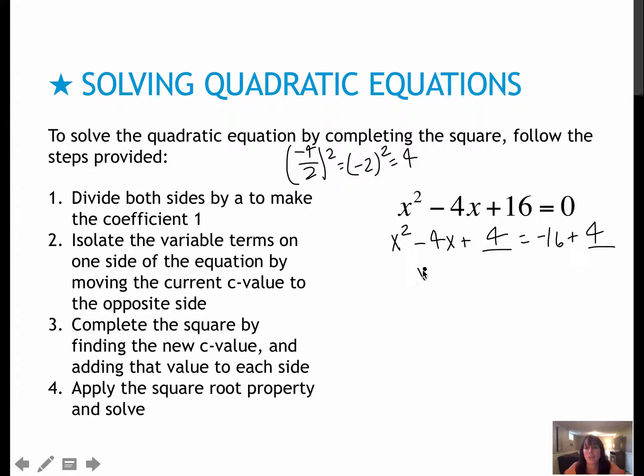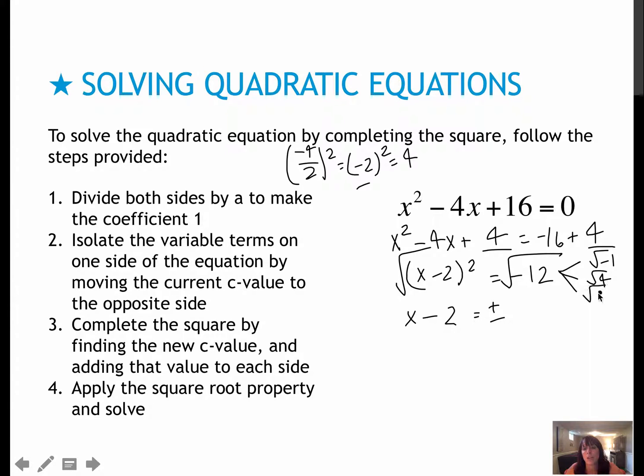On the left side, that gives me (x minus 2) quantity squared. On the right side, that gives me negative 12. When I take the square root, that leaves me with x minus 2 equals plus or minus the square root of negative 12. Again, I would break that down into 4 and 3, which would of course leave me with 2i radical 3. And then I would add the 2 to each side, which leaves me with 2 plus or minus 2i radical 3.